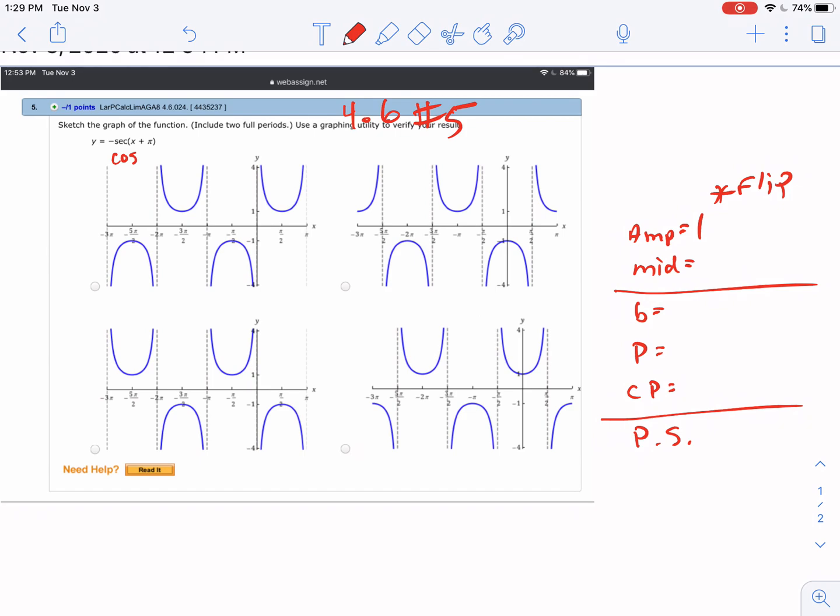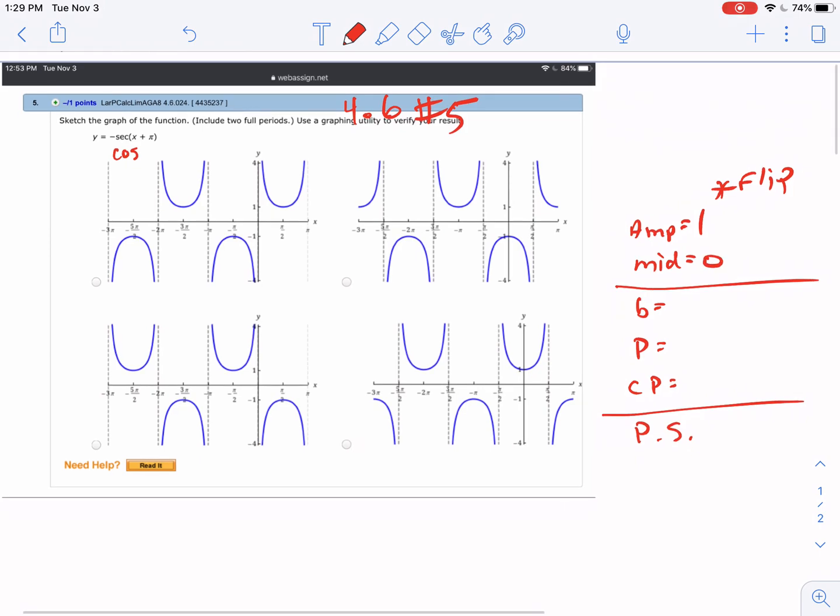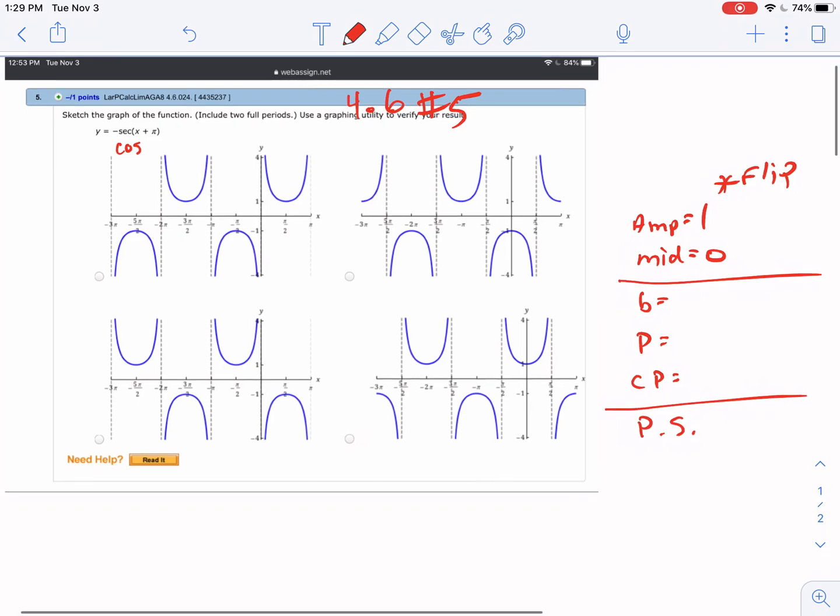The midline then will be 0 because we're not adding or subtracting anything before or after the function. The b value is 1, so my period will be 2 pi over 1, which is 2 pi. And remember, when you do secants, you're doing cosine and sine rules, so you do your period divided by 4, so that's pi over 2.